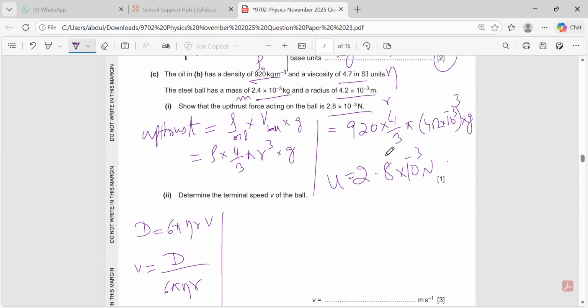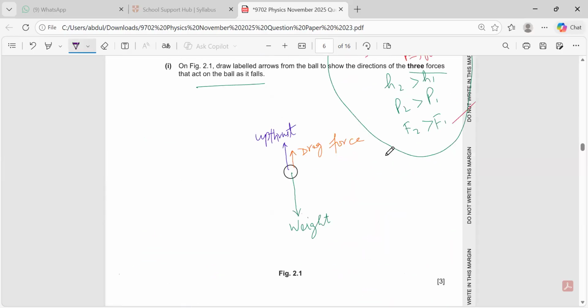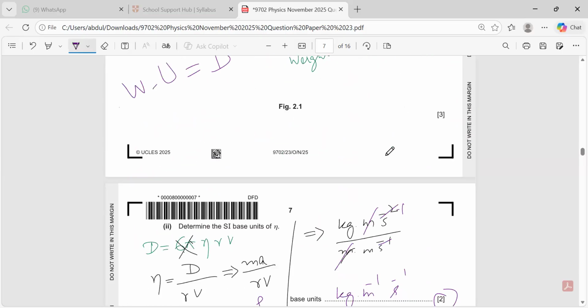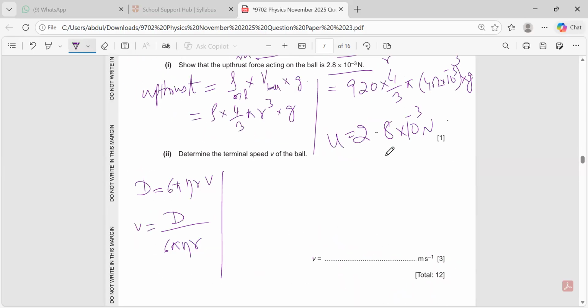Now, drag force, for that purpose, this diagram will help us. Weight is equal to up thrust plus drag force. So here, see, weight is equal to up thrust plus drag force. It means drag force will be equal to weight minus up thrust. So that's what I will be using here. Making drag force the subject of the equation, it will be weight minus up thrust.